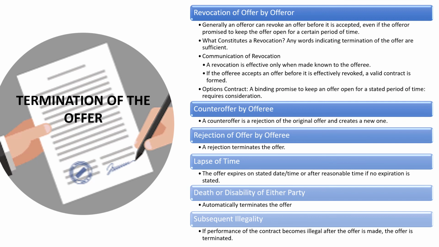Another way that the offer could be terminated prior to the offeree's acceptance is due to subsequent illegality. What does that mean? Subsequent illegality. Well, subsequent means after. Illegality means illegal. So if we learn that after the offer was made, the terms of the offer are in some way illegal, then that offer automatically is terminated and the offeree cannot accept it.